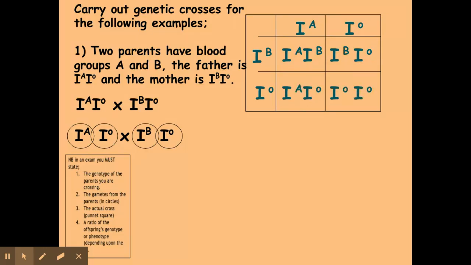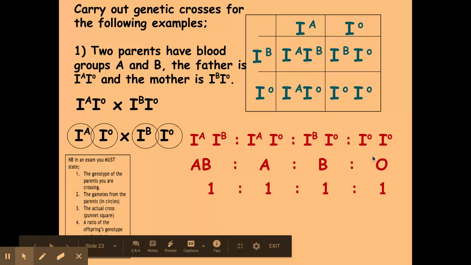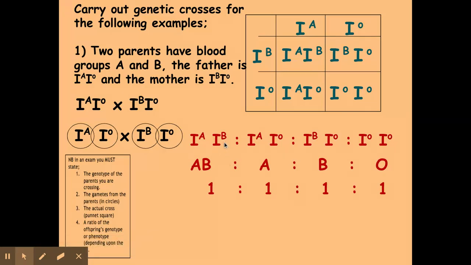Now, the last thing I need to do to pick up my marks here is to generate a genotypic or phenotypic ratio, depending upon what the question asks you. Here we've got both, so you can see both here. So the genotypic ratio here at the top, and then the phenotypic ratio here underneath. But you have to make sure you either put one of the genotype or the phenotype.